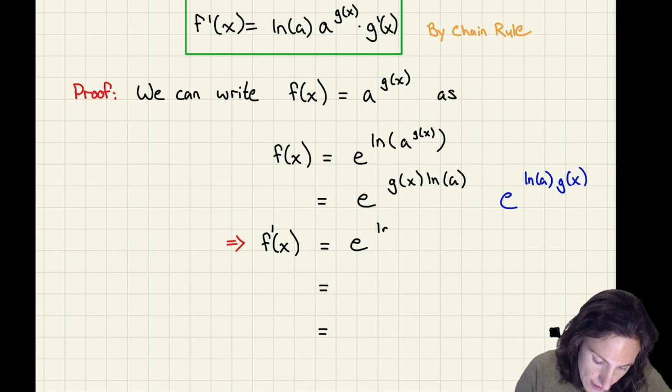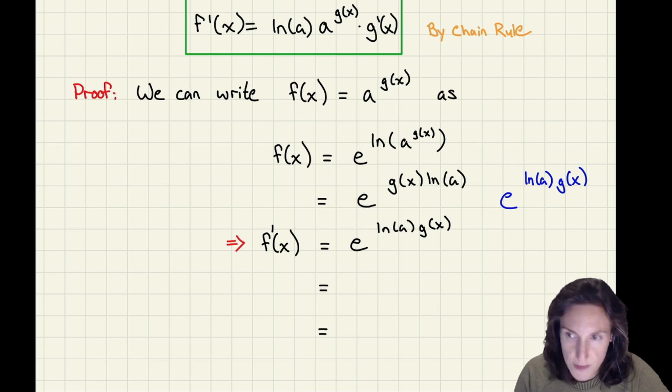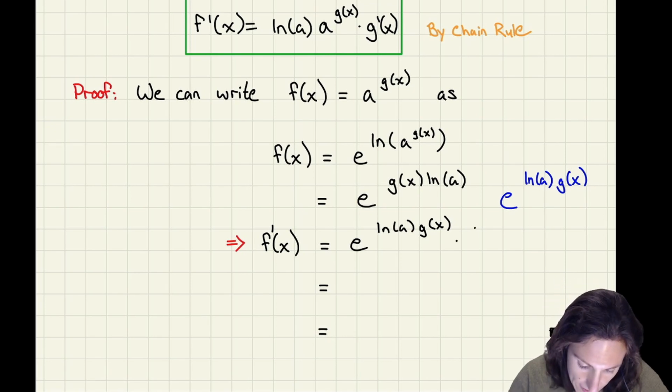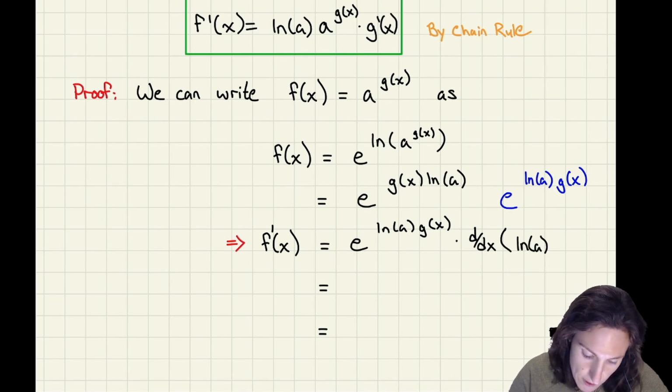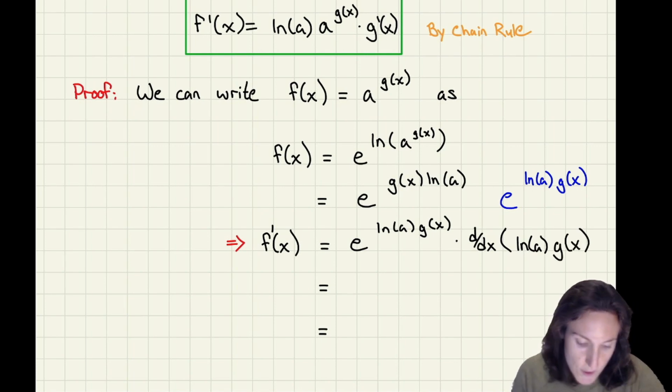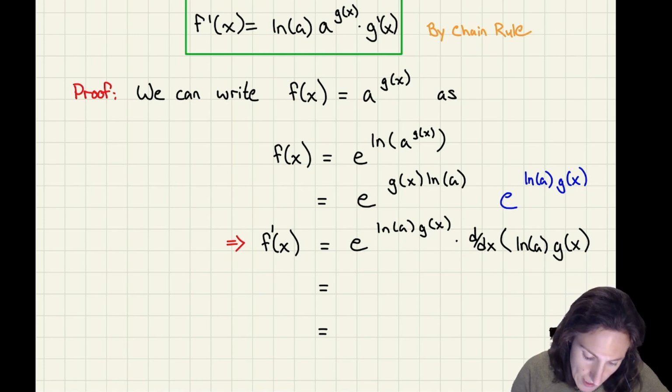Okay, so I have e to the ln a g of x. But then by properties of e, what we just looked at, I'm going to have to differentiate the exponent part. So d dx of ln a, that's just a constant, so that'll come out front. And then I have g of x.